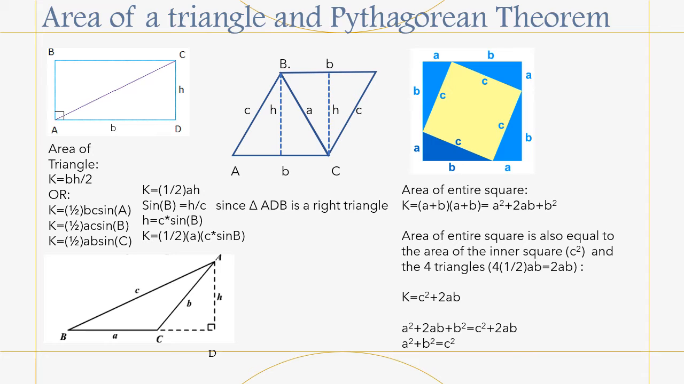We now have 2 expressions for the area of that whole figure, A squared plus 2AB plus B squared, and C squared plus 2AB. We set those expressions equal to each other and are left with A squared plus B squared equals C squared, which is the Pythagorean theorem. The Pythagorean theorem states that in a right triangle, the sum of the squares of the 2 sides is equal to the square of the length of the hypotenuse.